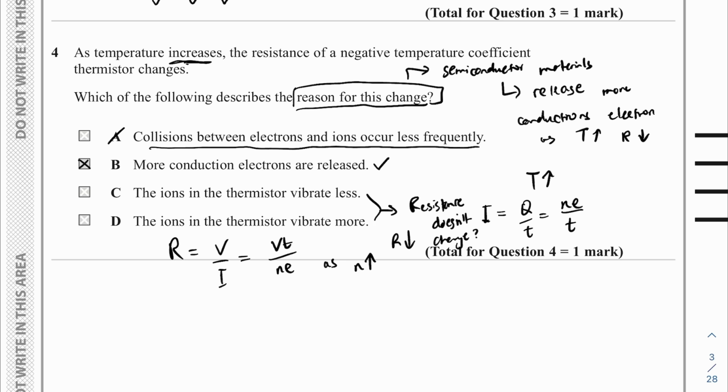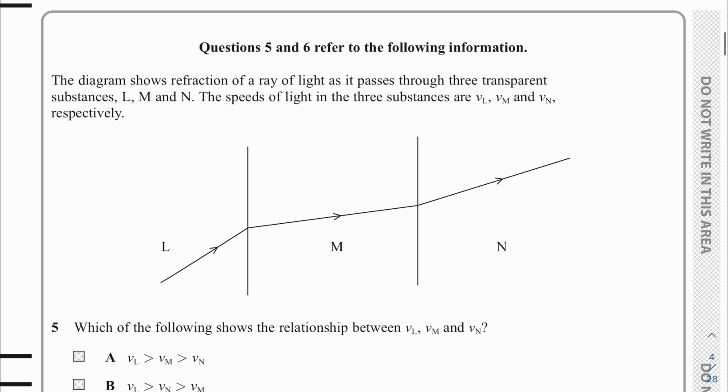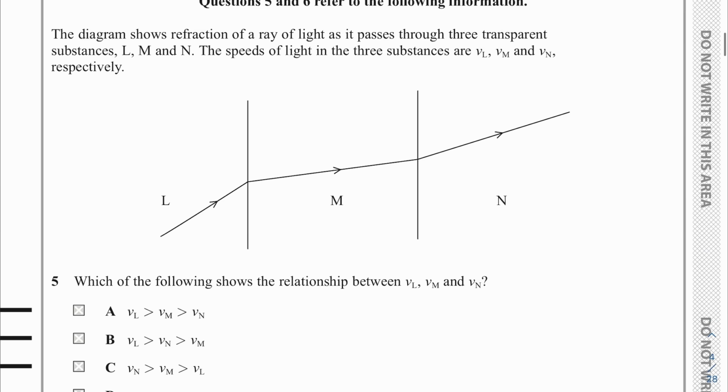Let's move on to question number 5. Questions 5 and 6 refer to the following information. The diagram shows refraction of a ray of light as it passes through three transparent substances L, M, and N. The speeds of light in the three substances are VL, VM, and VN respectively. We have a ray of light passing through L. This is clearly faster, then it slows down, then it goes to a faster medium again. Which of the following shows the relationship between VL, VM, and VN?